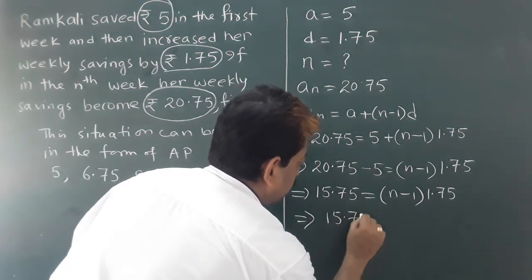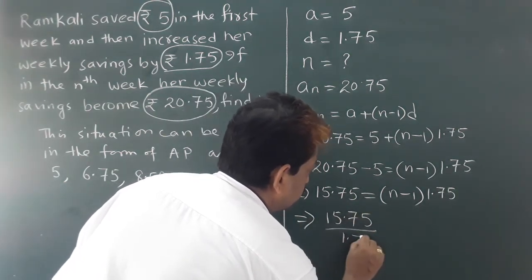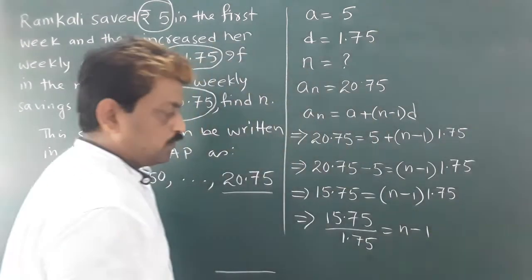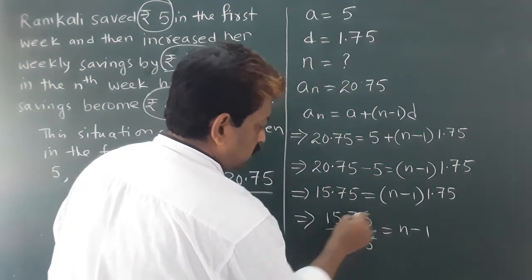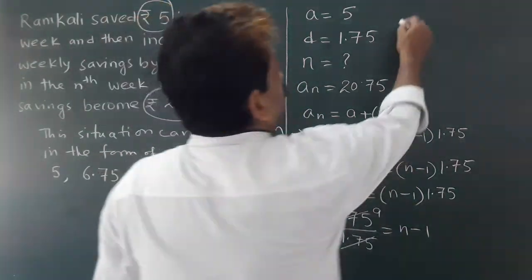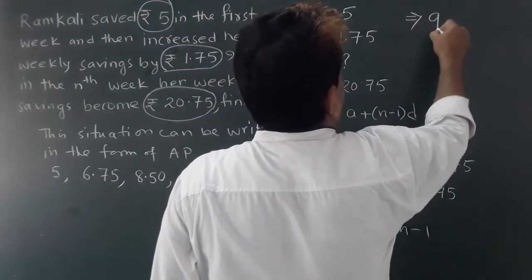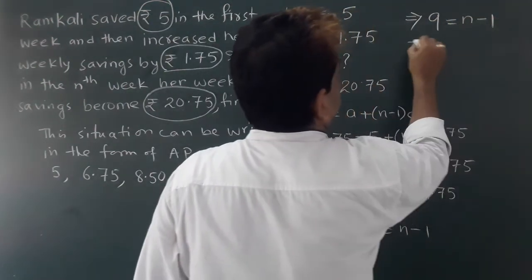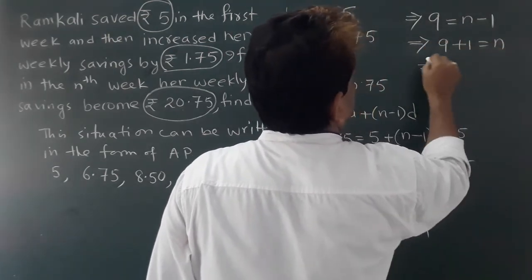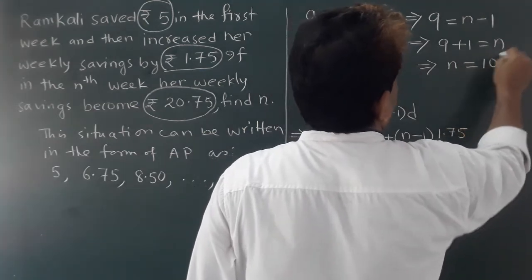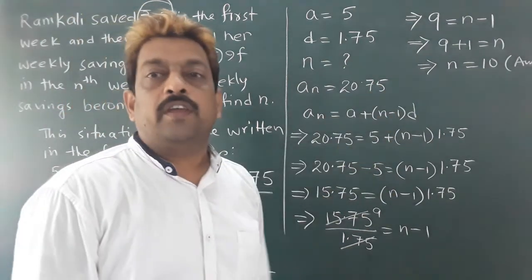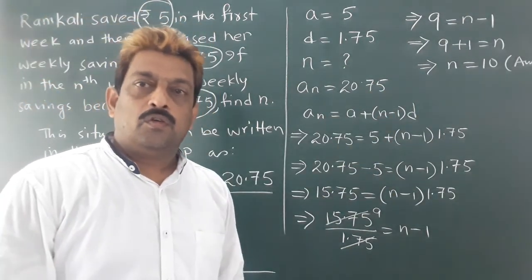15.75 divided by 1.75 equals to n minus 1. So if you go for calculation, you will find that it is totally cut and we are getting 9 here. So which implies 9 equals to n minus 1, or n plus 1 equals to 9, that is n equals to 10. Therefore, the required value of n is 10. Hope you have understood.